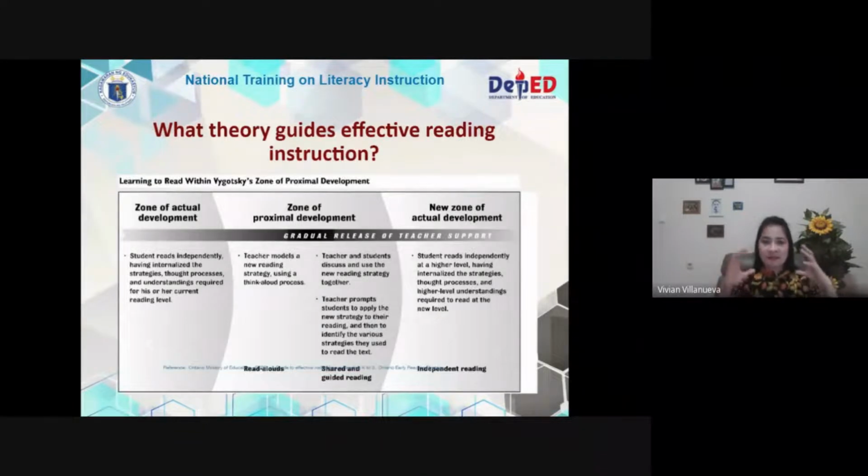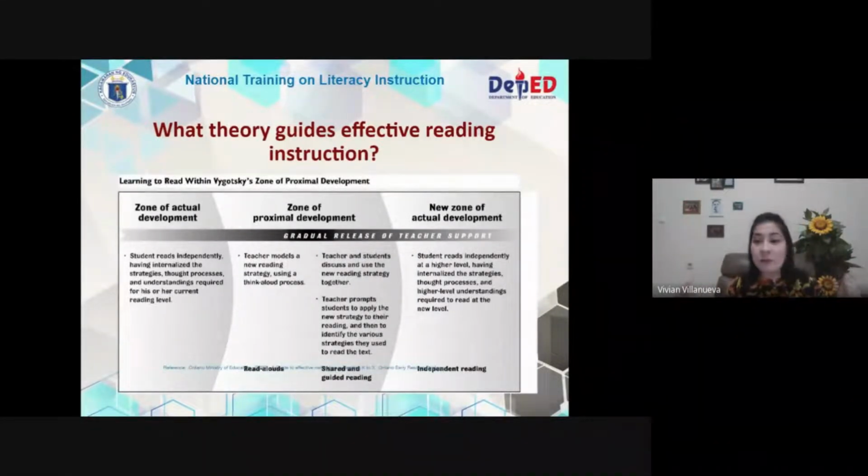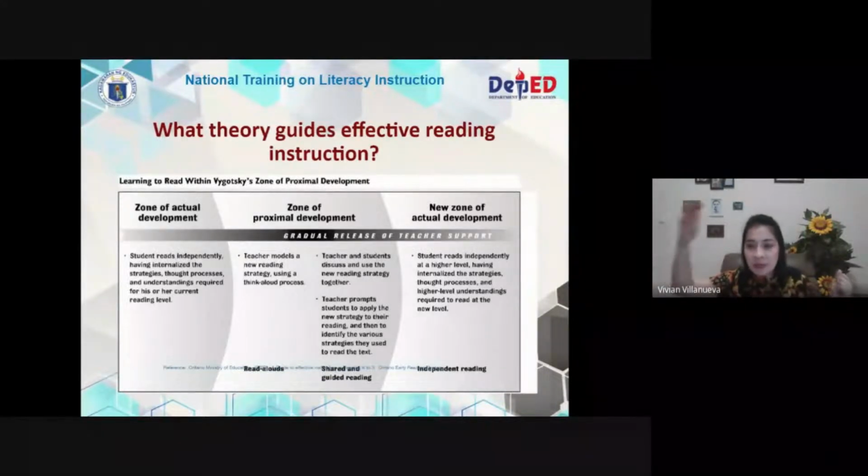Zone of proximal development. We know zone, right? This is my zone, where I'm comfortable working. We all have our zone of actual development, what we can do on our own. Okay, I can just drive in West Jakarta, because the traffic here is not so bad. When I go out, that is not my zone anymore.